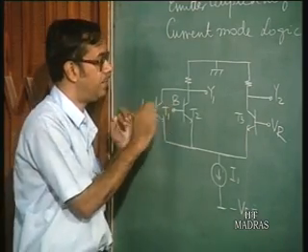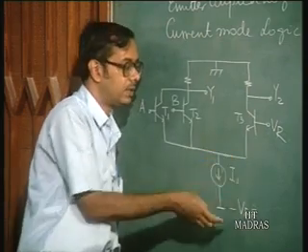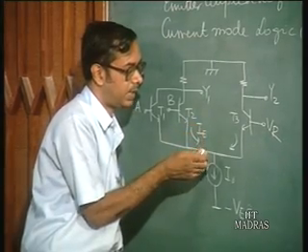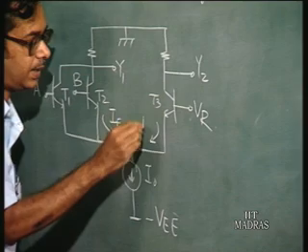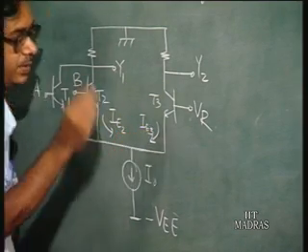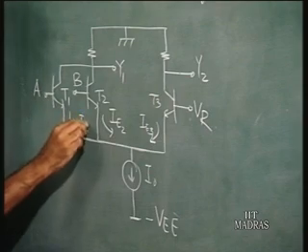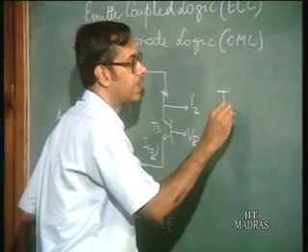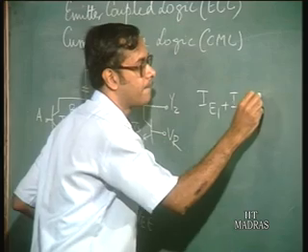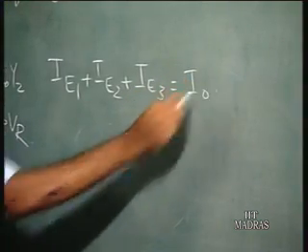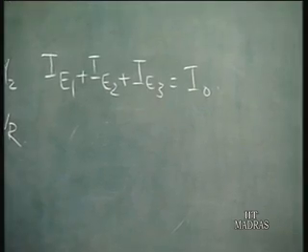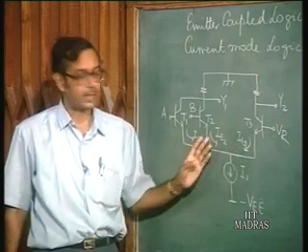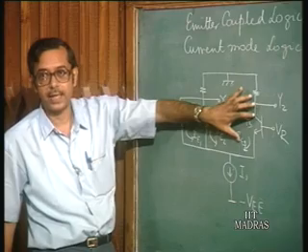So, if VA and VB are both less than VR, the majority of this current I naught, let me call this IE2 and this IE3, and this is IE1. IE1 plus IE2 plus IE3 will be equal to I naught in this circuit, is it not? The sum of all the emitter currents is equal to the total current. Now, if IE1 and IE2 are very much less than IE3, then the entire current flows in this branch, the right hand side branch.